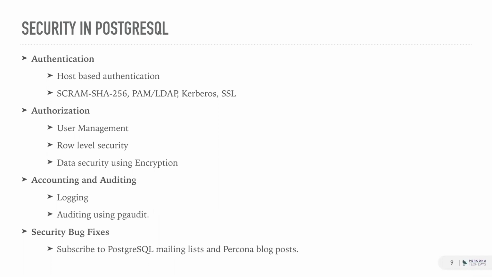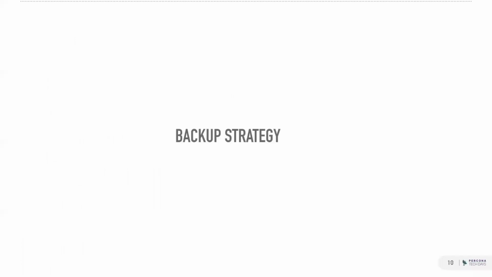And for security bug fixes, how do you know about the bug fixes or any security fixes? You should be subscribing to the Postgres mailing list, and also follow the Percona blog. Go ahead and subscribe to the Percona blog if you haven't yet, because we keep posting blogs about any major fixes usually. And if we find a security vulnerability which has been fixed as part of a minor version in Postgres, you would usually see a blog post from us. So it's good to subscribe to the mailing list and blog posts so that you get to know about it and you could go ahead and implement that fix.